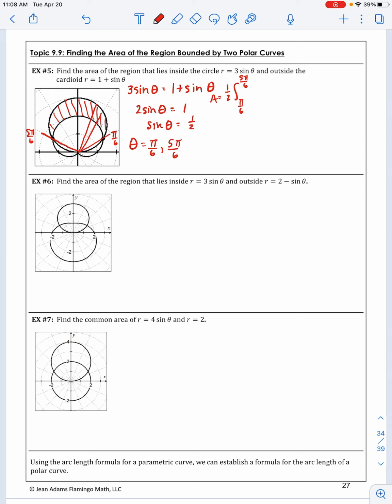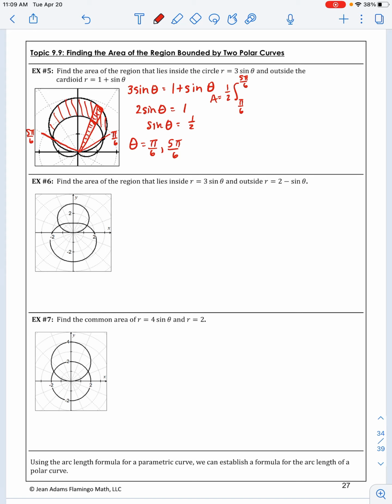And remember what I said, if you took a random little sliver there, you are going to have the sliver along the cardioid, and you're going to have the sliver along the circle. So you're basically going to take the 1/2 r squared d theta of the circle and subtract the 1/2 r squared d theta of the cardioid.